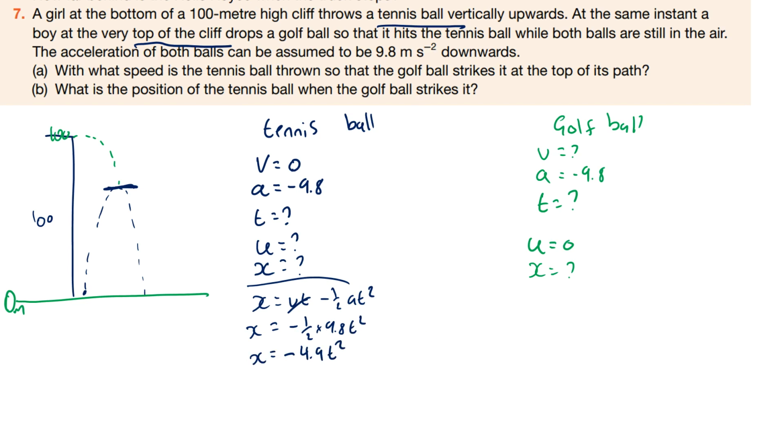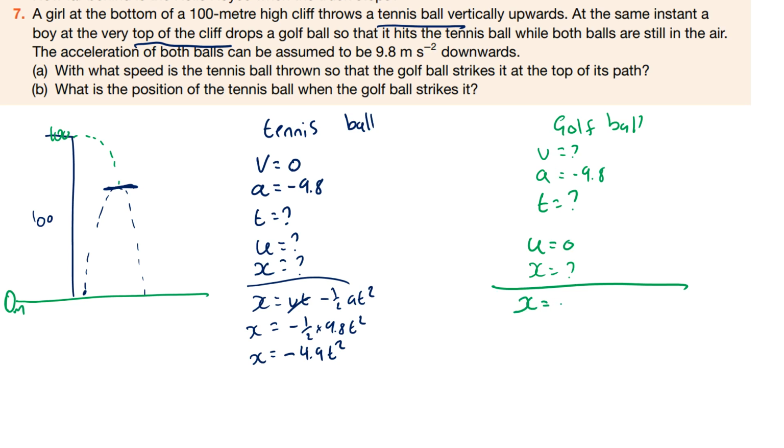So that's where it's going to be after t seconds, that's how long it takes to get to the top of its arc. If it takes 4 seconds to get to the top of the arc, this is how high it'll be. And we can do the same thing with the golf ball, except instead of using vt, because we don't know what v is, we're going to use ut.